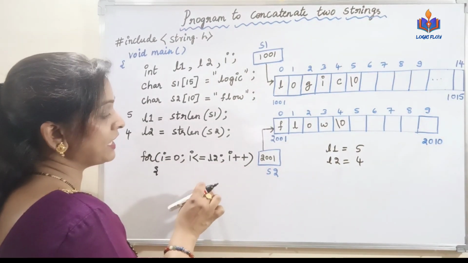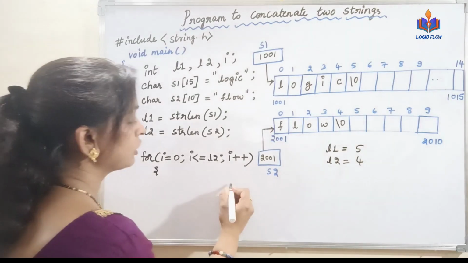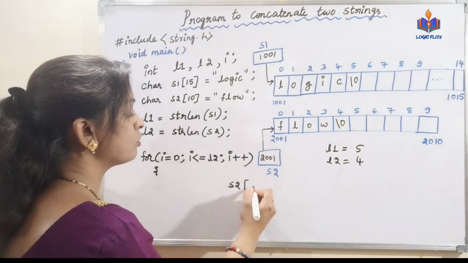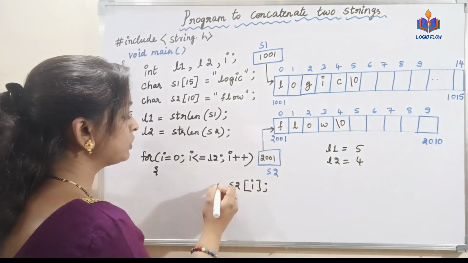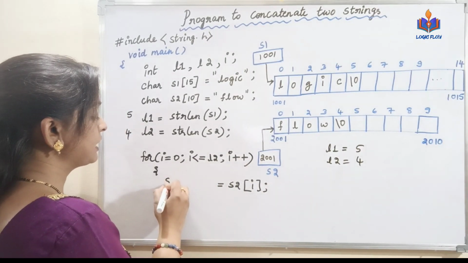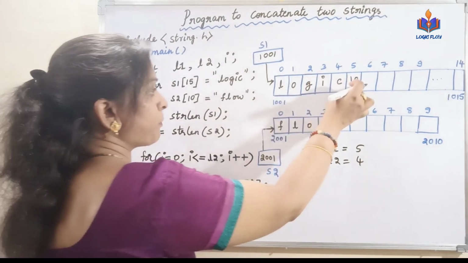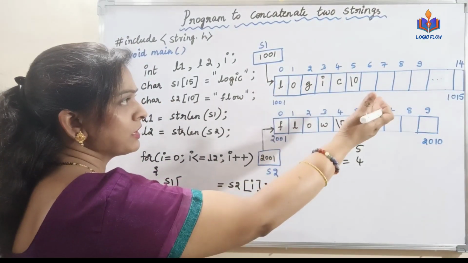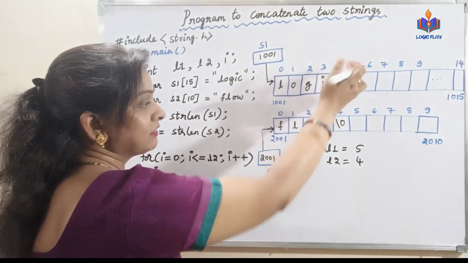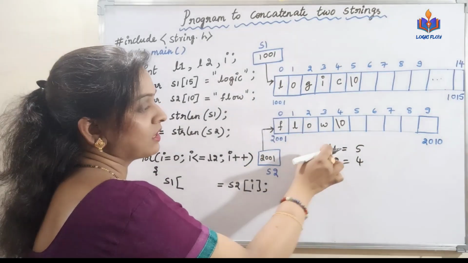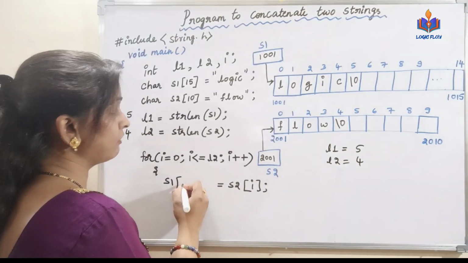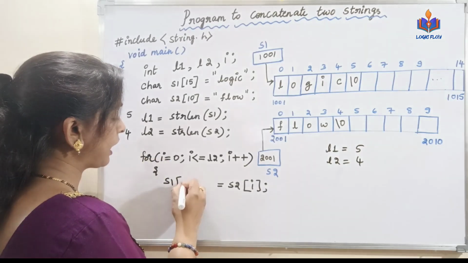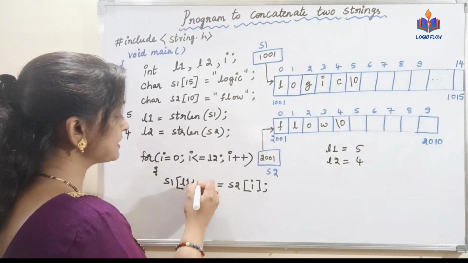I have to shift the elements that I have in S2. So I say S2 of I only. So S2 of 0 I need to shift to S1, and from this point I need to copy. So where do I get this point? It means it is the end of the string, right? So I'll get that in L1. What is the length of the string L1? It is 5. I cannot simply say L1, then it will be only one character. I have to traverse, right? So what I should mention here, I should say L1 plus I.